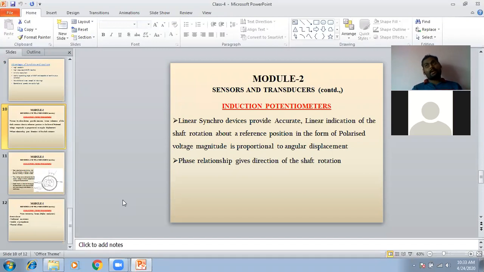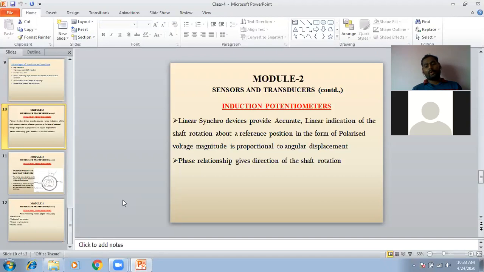Induction, in the sense of the transformer action and the induction motor, you know better. So that principle is involved here. These induction potentiometers are linear synchro devices. Just now we discussed the synchros. These induction potentiometers are also one kind of synchro, but they are linear synchro devices.